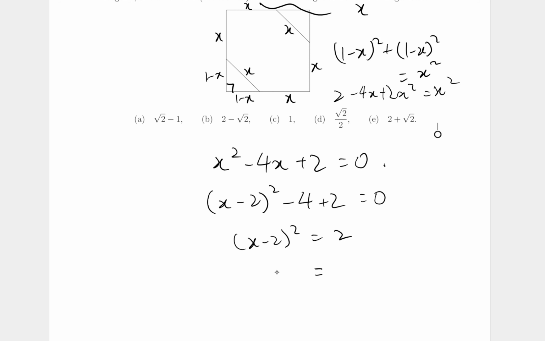Well, we know that the square is of side length 1, right? So if you go 2 plus root 2, then hey, this is greater than 1. Makes no sense, right? The hexagon has to be inside the square. Okay, so it proves that it has to be 2 minus root 2, right? It's definitely not 2 plus root 2. Okay, so the answer is B.